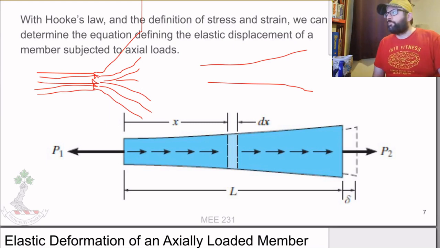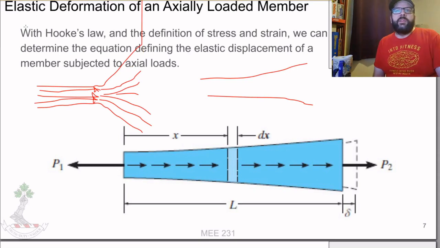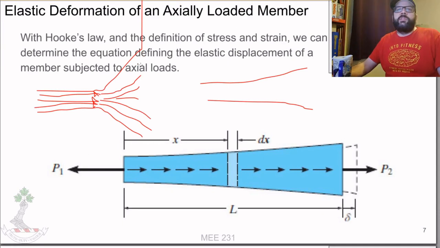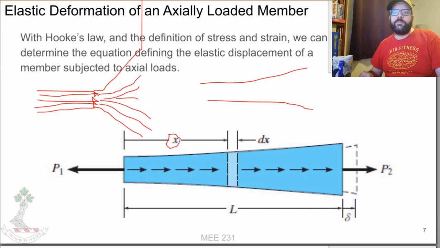But anyways, what we can do is, based upon what we do know with Hooke's law and the basic definition of stress and strain, we can figure out an equation that relates how much stretching you're going to get as a member is subjected to axial load. So we've got this bar here. It's got some sort of cross-sectional change. It's got a cross section that we can define based upon its x position. We've got a load applied to it.